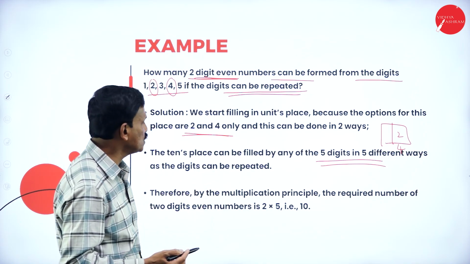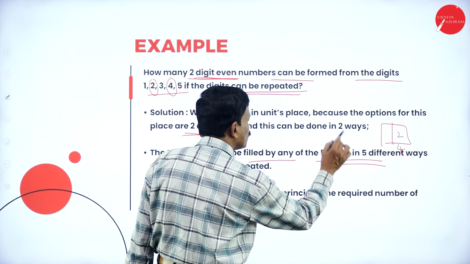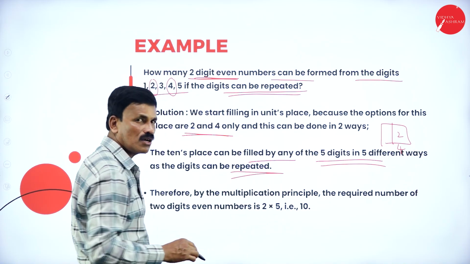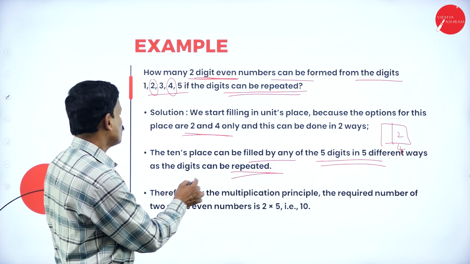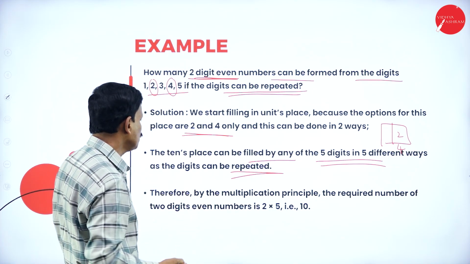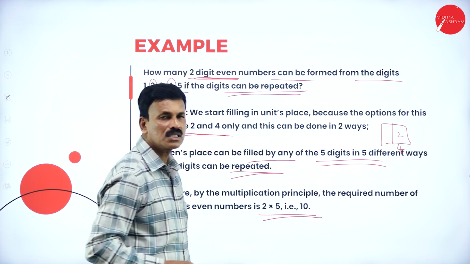Since repetition is allowed, the 10th place can be filled by any one of the 5 digits in 5 different ways. Therefore, by the multiplicative principle, the required number of 2-digit even integers is 2 into 5, that is equal to 10. That is it.